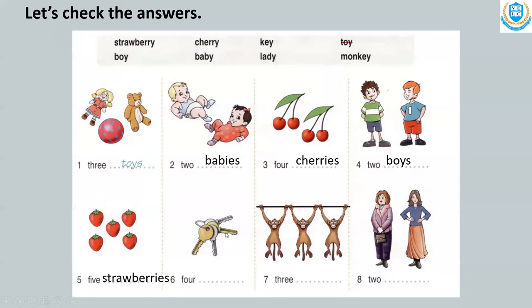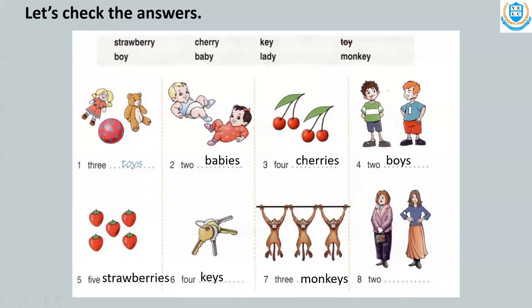And then, what are these? Keys. Vowel. Vowel is the S. Okay, what about this one? Okay, they are monkeys. Monkeys. So here, the last one. Who are these? The lady.